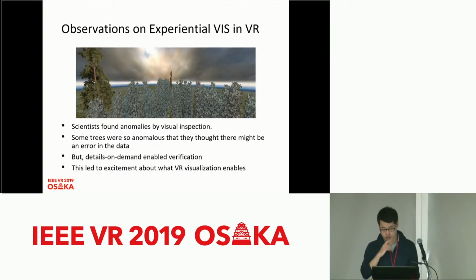So one interesting observation is that a scientist was looking at a forest in the state of Maine and realized there are a few trees much taller than the other trees. He just looked on and thought maybe there's an error in the system. But after pointing at the tree, which brings up information about the tree, he realized there are different species. The much taller species are red and white pines, whereas the shorter ones are spruces.